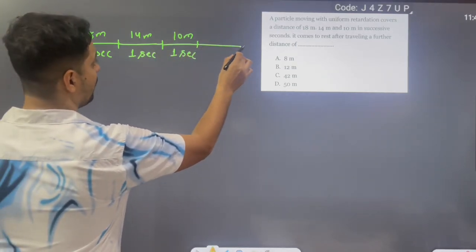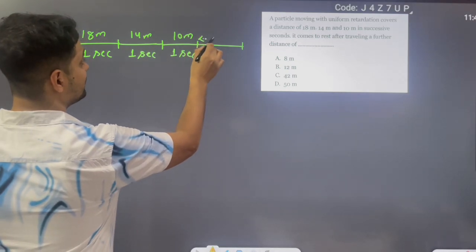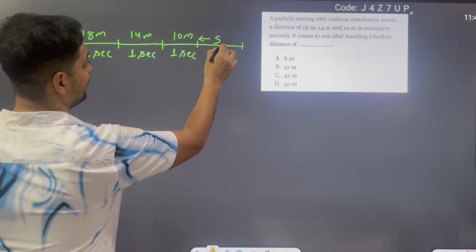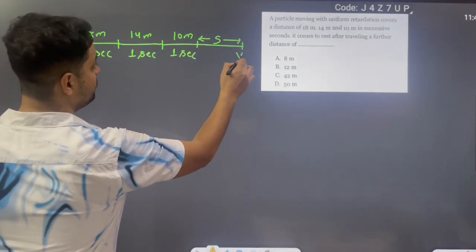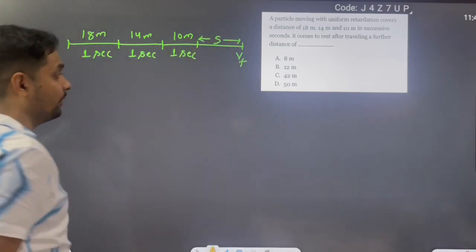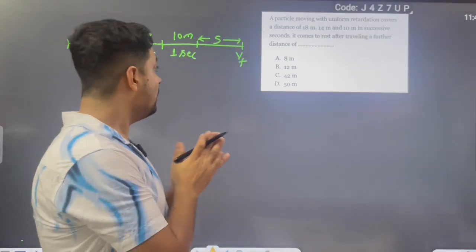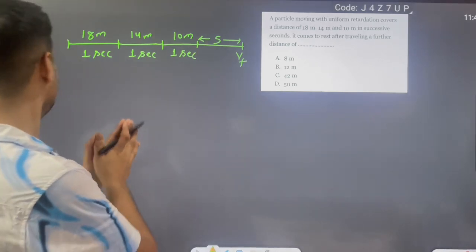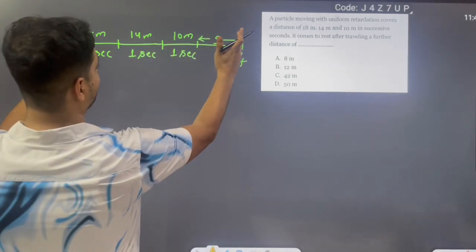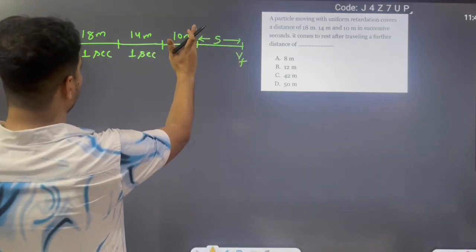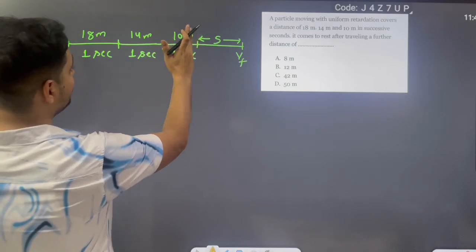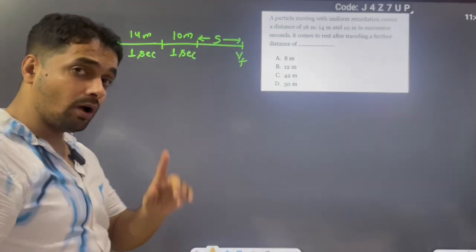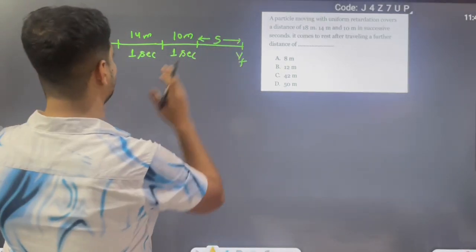After covering how much more distance will it finally come to rest? This is our question. We have to find the S value. So how can we find S? Seeing this situation, if we find the total displacement and subtract the displacement we already know, then we can easily find S. So our objective is to find the total displacement.